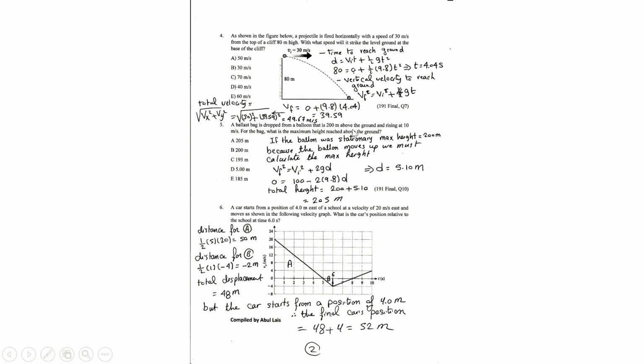So in this problem, we have a bag that is attached to a balloon and is dropped from the balloon. Now, if you think about this problem, if we assume that the balloon is stationary or not moving, in this case, the initial velocity of the bag would be 0. But because the balloon is moving up at 10 meters per second, then I have to take this as the initial velocity up.